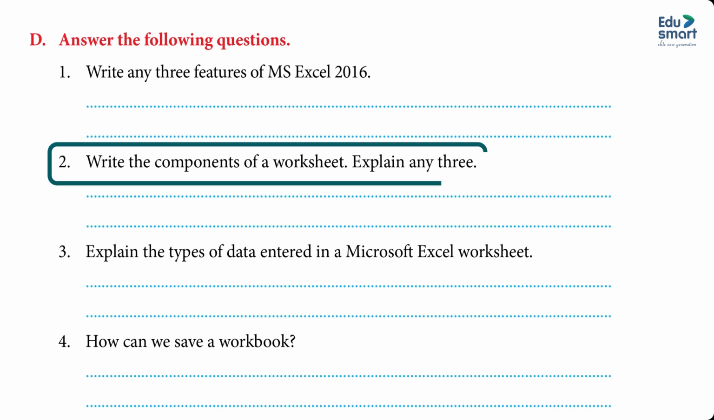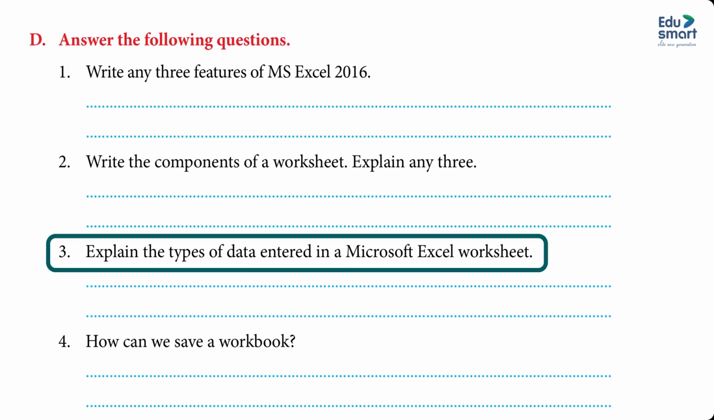2. Write the components of a worksheet. Explain any 3. Answer: the components of a worksheet are 1. Address bar. It shows the address of the active cell. 2. Formula bar. The contents of the active cell are shown here. Data or formulas can be typed or edited in the formula bar. 3. Status bar. It is present at the bottom of the Excel window. It displays the name of the selected command or status information.